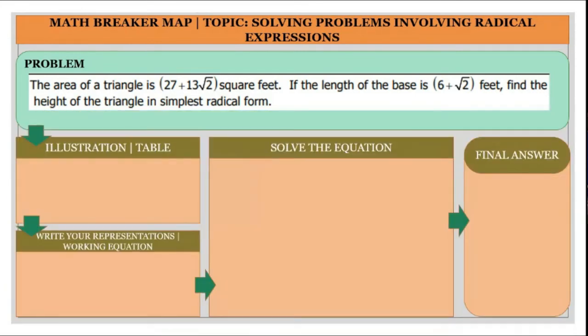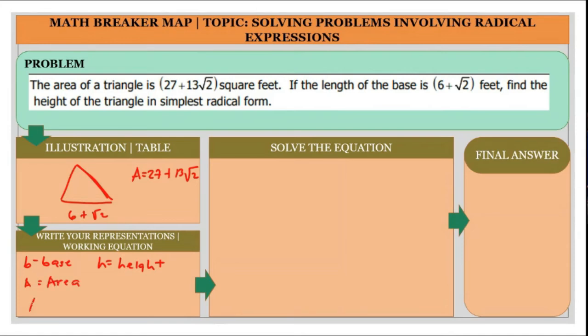So let us have first the illustration. Let's have a triangle here. The area will be equal to 27 plus 13 square root of 2 square feet, and the base is 6 plus square root of 2. Okay, so now let us have the representation. Let B be the base of the given triangle, let H be the height of the given triangle, and let A be the area of the triangle.